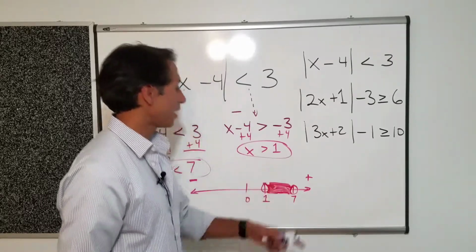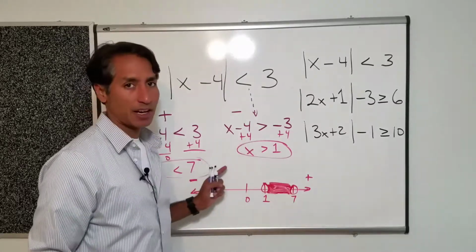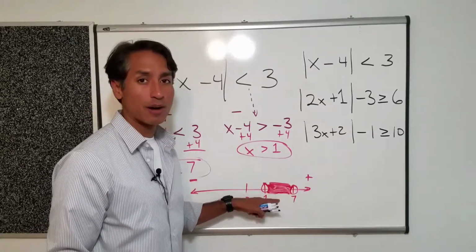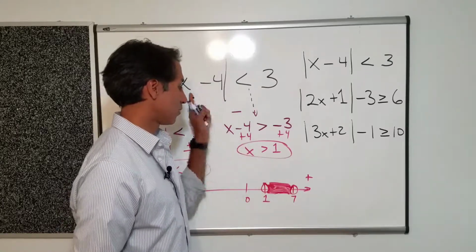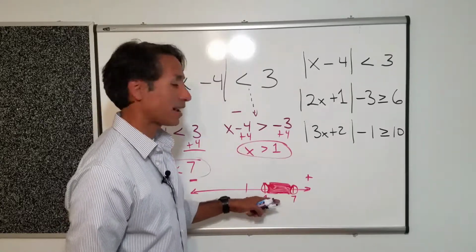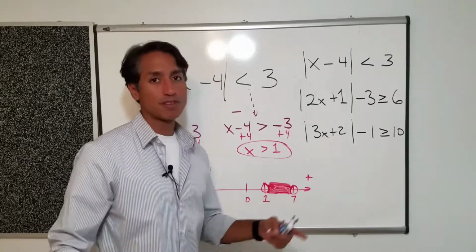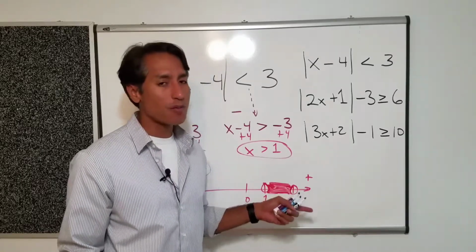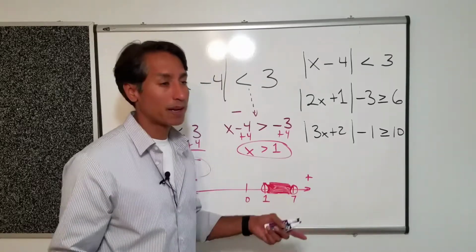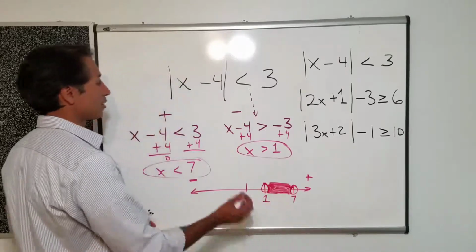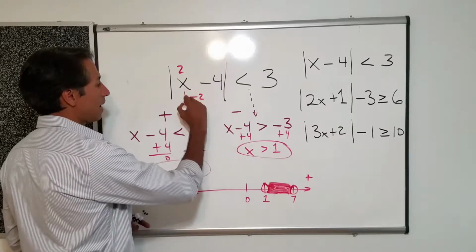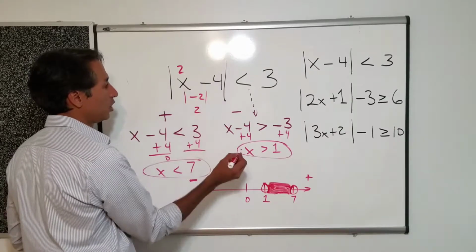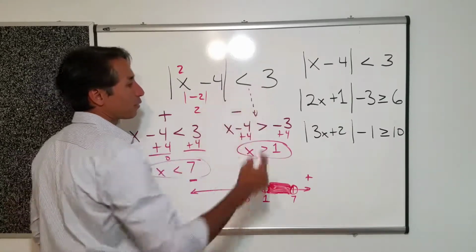So now we have our answer, and we also have our answer graphically. Let's plug in some values and see if it actually works. So a number greater than 1 but less than 7, like 2. If one works, all of them should work, but we'll pick a couple. So let's pick the number 2. 2 minus 4 is negative 2. Absolute value of negative 2 is 2. Is 2 less than 3?